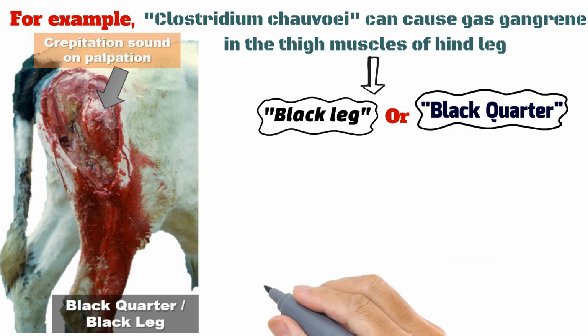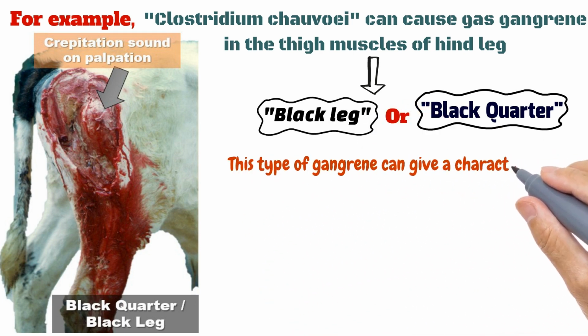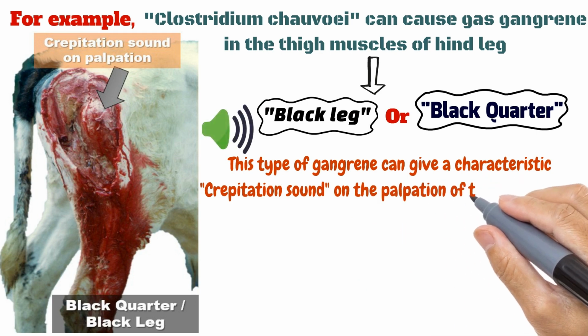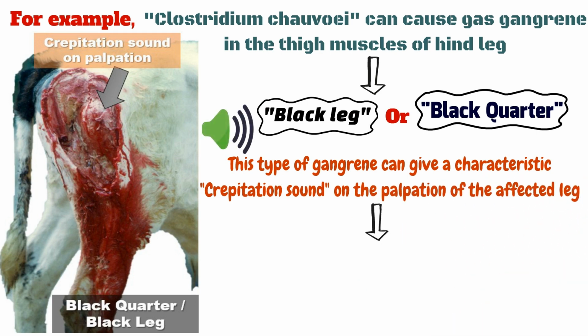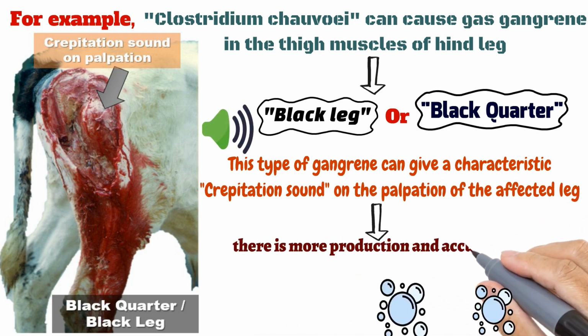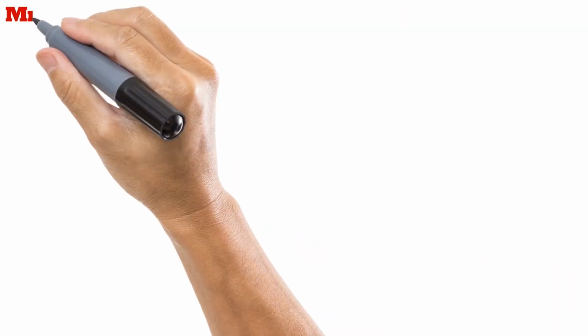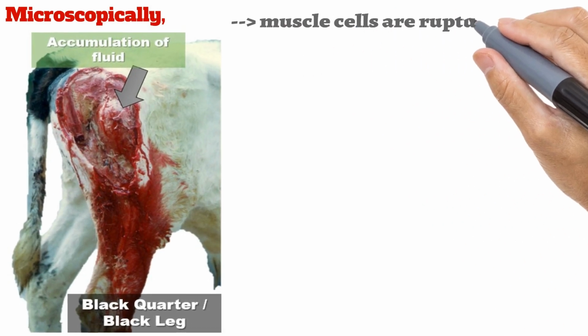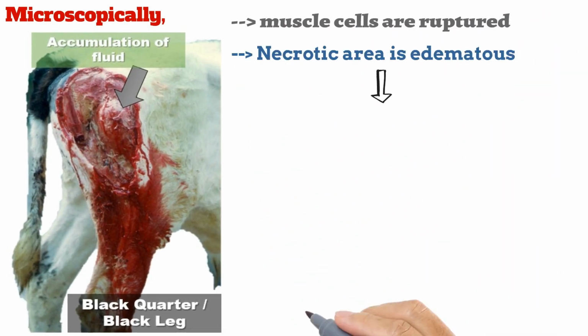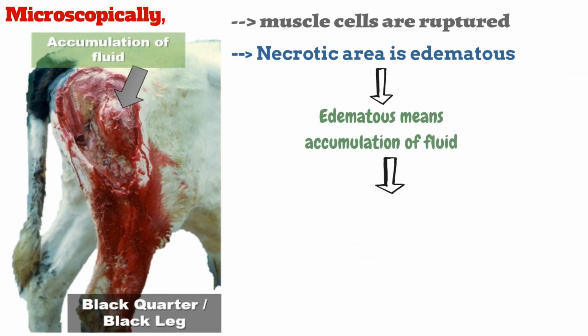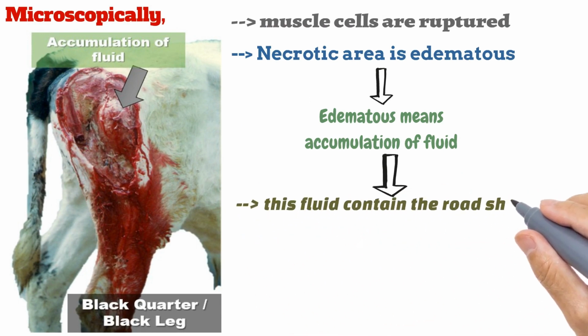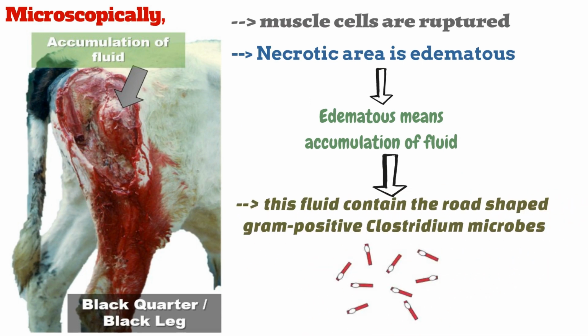This type of gangrene can give a characteristic crepitant sound on palpation of the affected leg. This happens because there is more production and accumulation of gases compared to moist and dry gangrene. Microscopically, muscle cells are ruptured. The necrotic area is edematous. Edematous means accumulation of fluid, and this fluid contains rod-shaped, gram-positive Clostridium microbes.